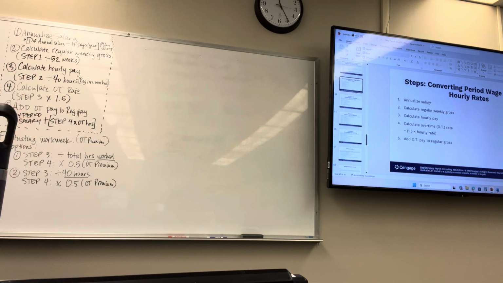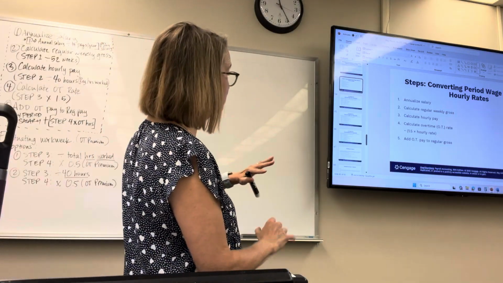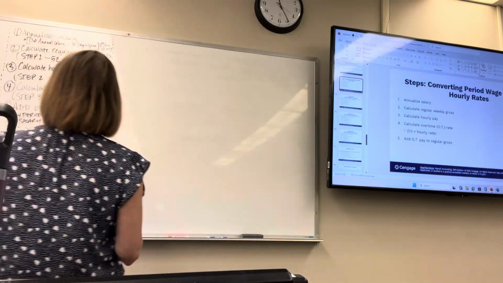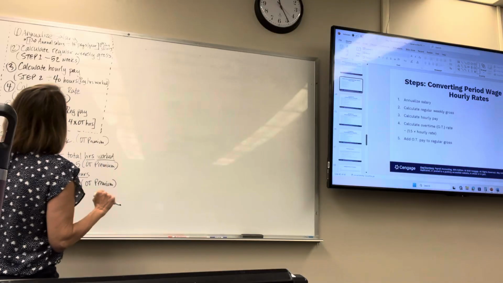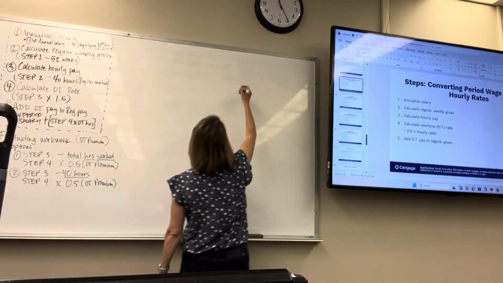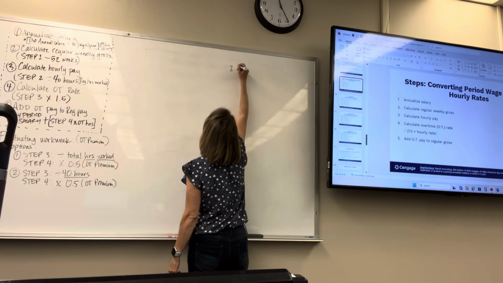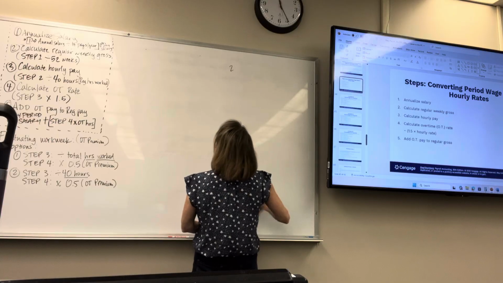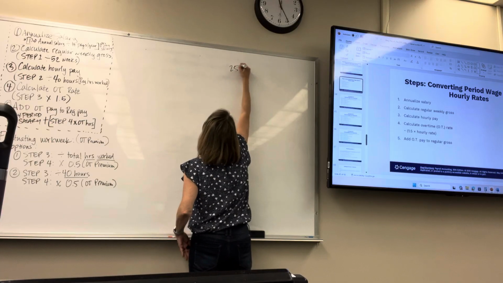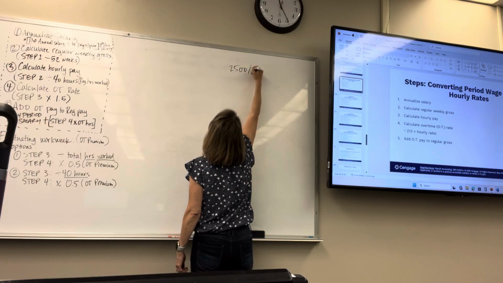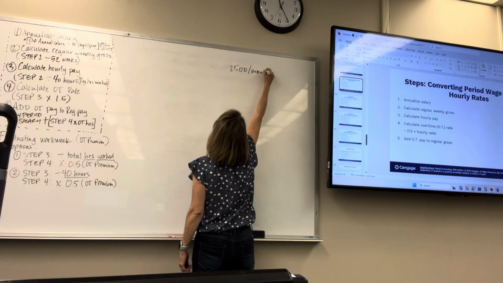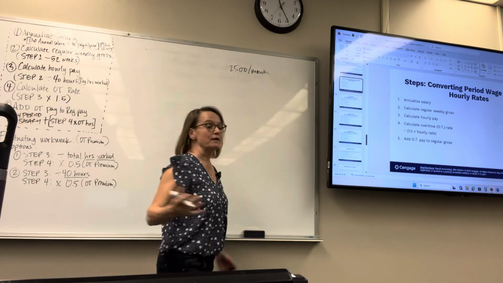So before we get to their examples, let's do one of our own. So let's say we have an individual and they make $2,500. Actually, do I want to put that there? Yeah, sure. $2,500 per month. That's their salary. That's the agreement.